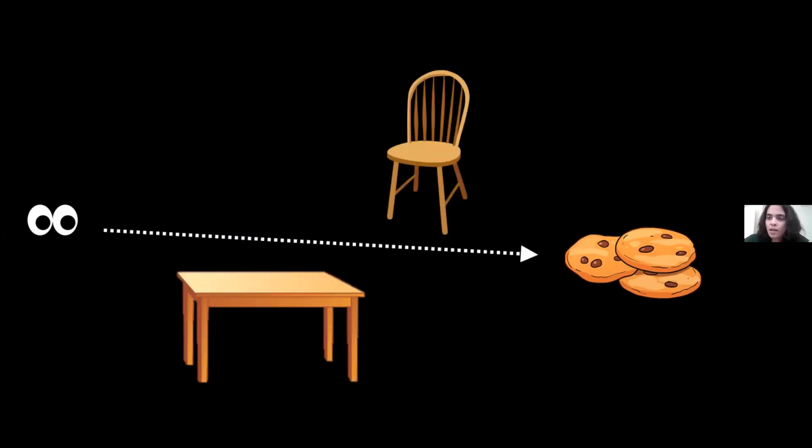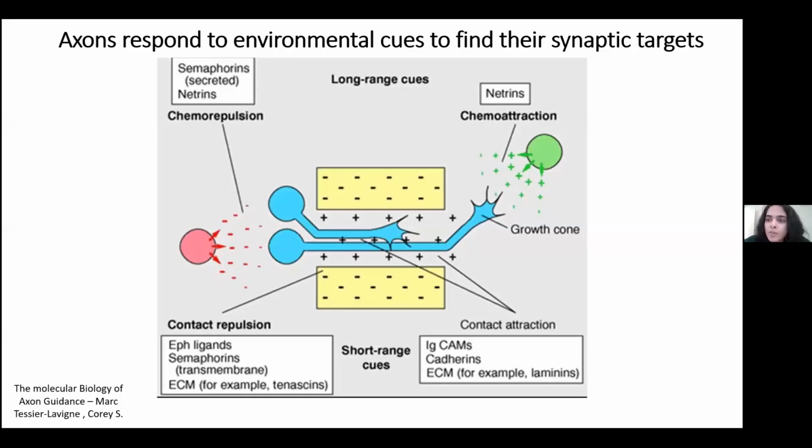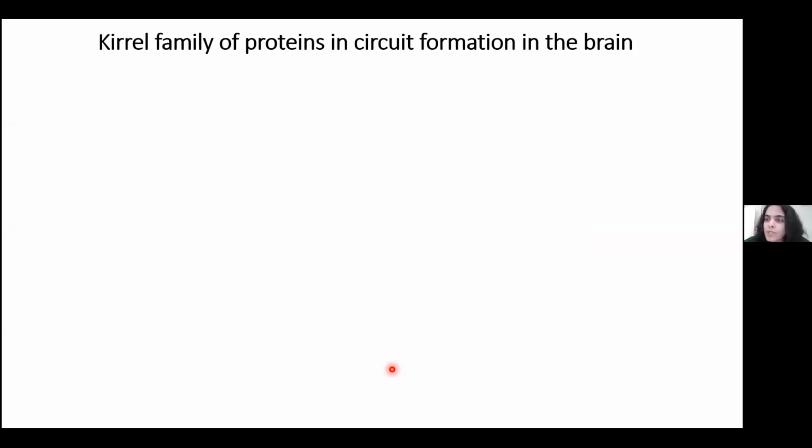First you smell the cookies, so you're walking in the direction of the smell, and you're also physically touching objects in your immediate environment to navigate. In this example, the smell of the cookies was a long-range cue, and physical contact with your immediate environment is a short-range cue. Neurons in the brain use a very similar strategy. They rely on various long-range cues and short-range cues that can be attractive or repulsive in nature. One such example of a contact-dependent short-range attractive cue is the KRL family of proteins.